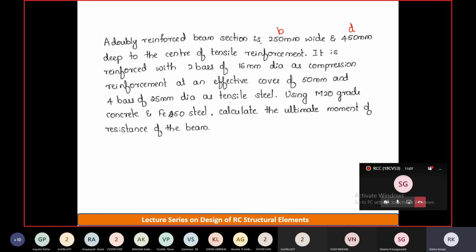It is reinforced with two bars of 16 mm diameter as compression reinforcement. So, two bars of 16 mm diameter, this refers to ASC. And at an effective cover of 50 mm, so this is nothing but d dash. And four bars of 25 mm diameter, it is referring to AST.